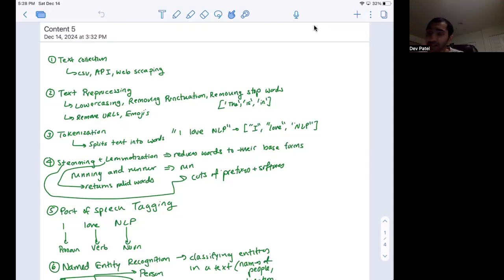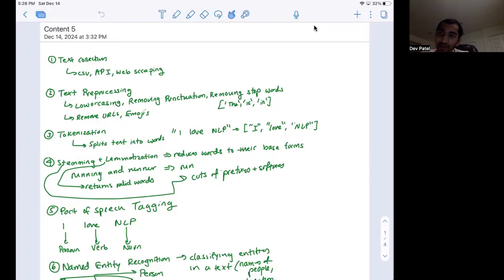And how you do the text collection is going to influence a lot of step two, which is text pre-processing. So if you're getting Twitter tweets, there's going to be emojis, URLs, ads, hashtags that you're going to want to clean up before moving further into the NLP pipeline. This stage also encompasses lowercasing the words, making sure that every single letter in the word is uniform, and also removing punctuation, removing stop words.